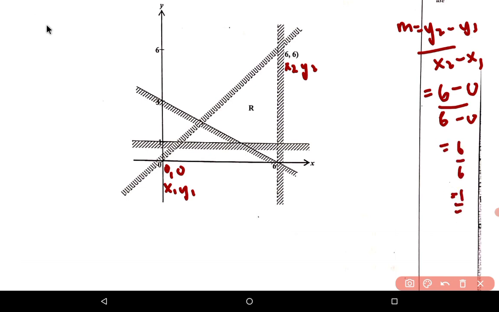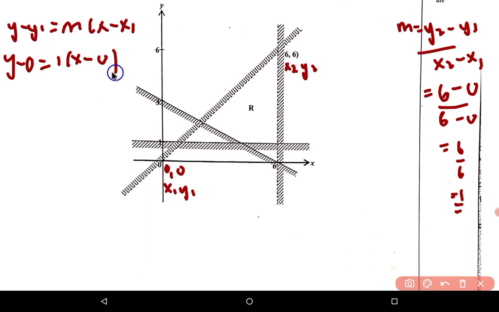Then you go y minus y1 is equal to m times x minus x1. So y minus y1 is what now? 0. Gradient is 1, so this is x minus x1, which is 0. So this is going to be y is equal to 1 times x, that is x, and 1 times 0 is 0, no need to write it. So this is the graph y is equal to x.